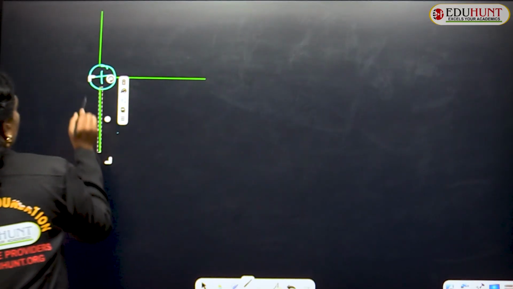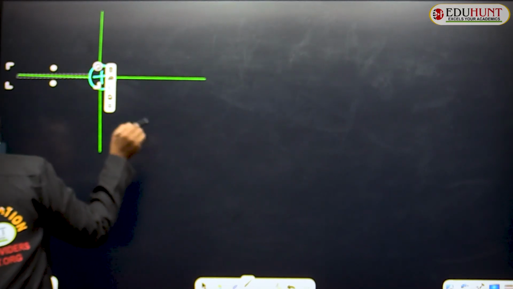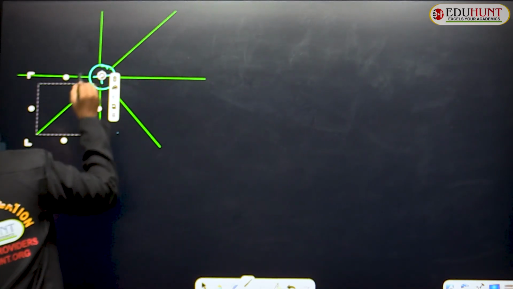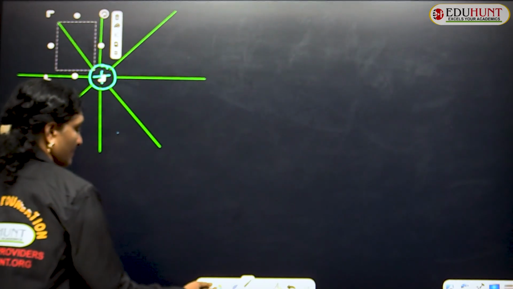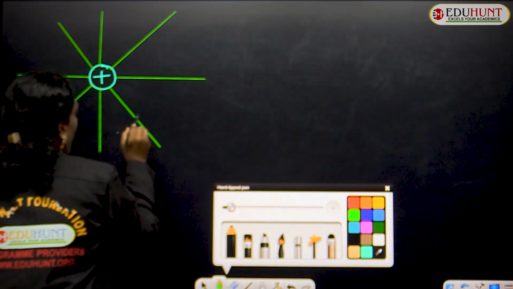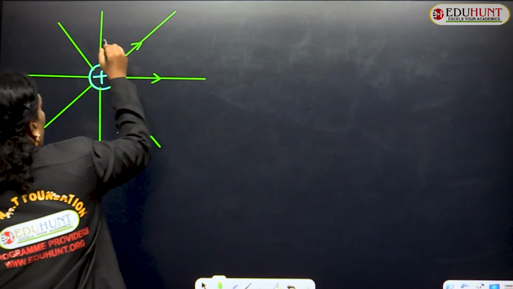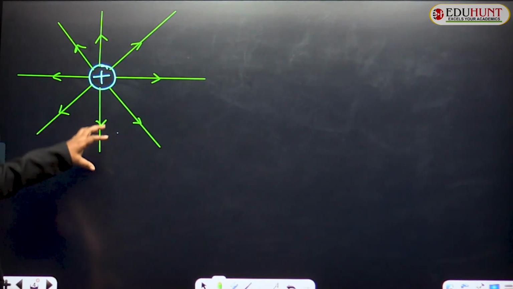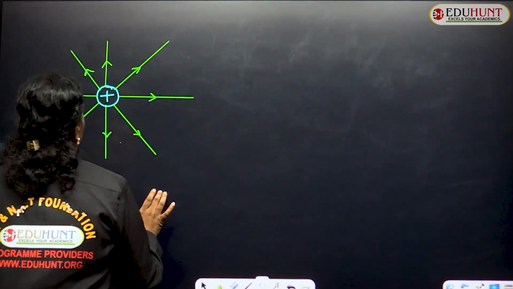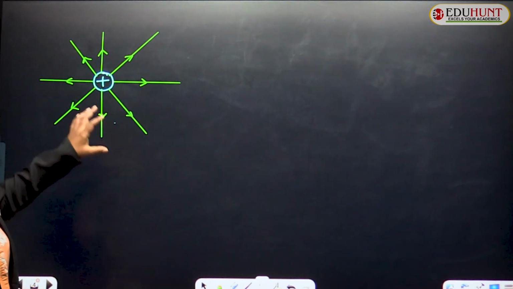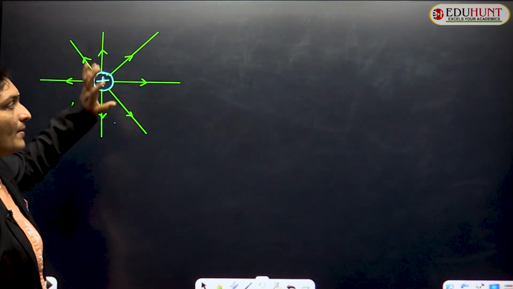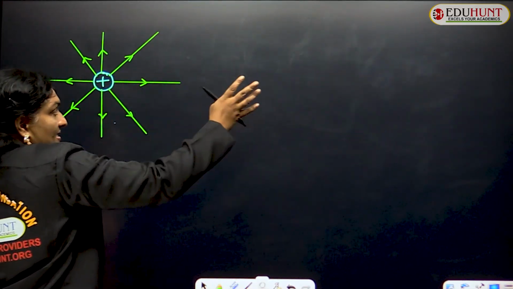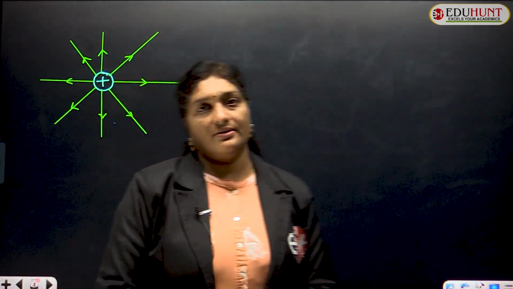The lines of force always start from the positive charge and move outwards. So, let me also represent the direction of this. Outside, the arrow mark indicates outwards. Okay, this indicates the direction of the electric lines of force originating from a positive charge. These electric lines of force always move away from the positive charge.